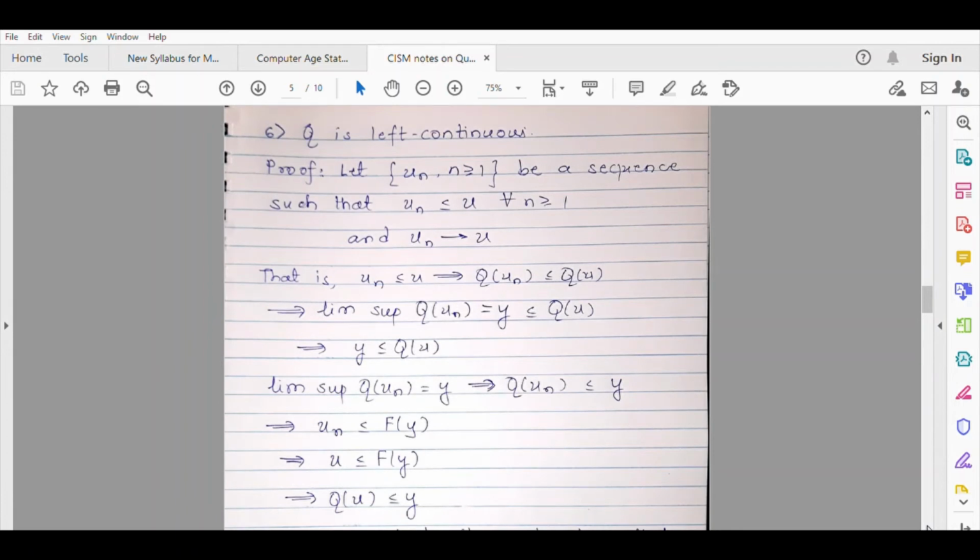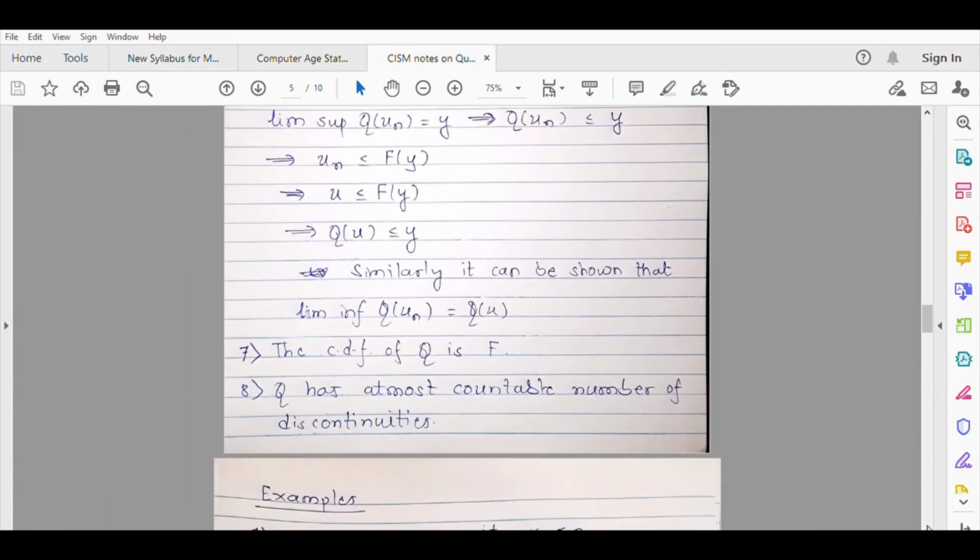So now the next property is Q is left continuous. Let u_n increase to u. How do we prove this? The proof is really simple. I have already written all the necessary steps. It is very much similar to the earlier proof of F being right continuous. The proof is very much similar, so I think you will be able to understand this on your own.